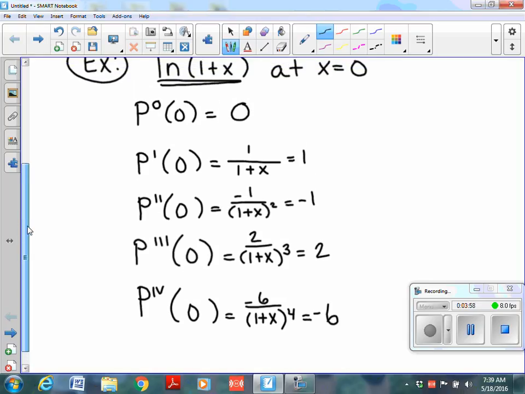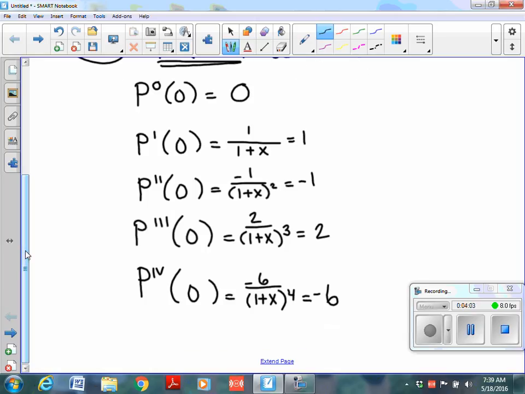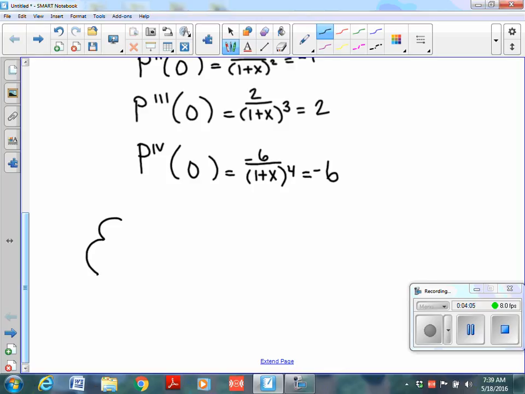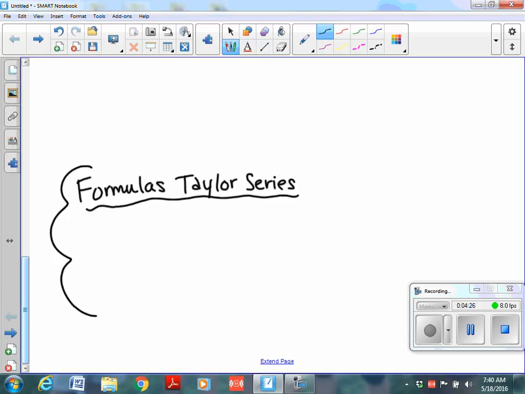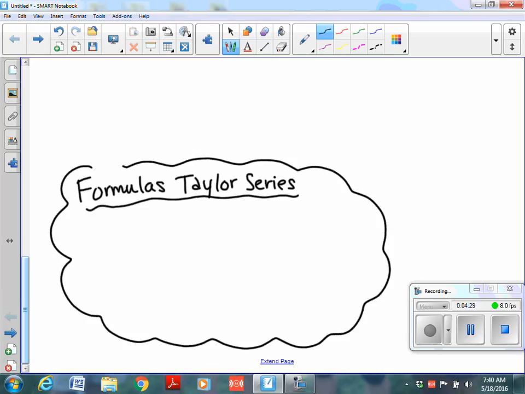Okay, the next thing you need to do is come up with the formula, and here are the two formulas. Let's see, where should I put these? I'm going to bring it down here and put the formula. These are really important, so make sure you know these. Define the term and define the term.